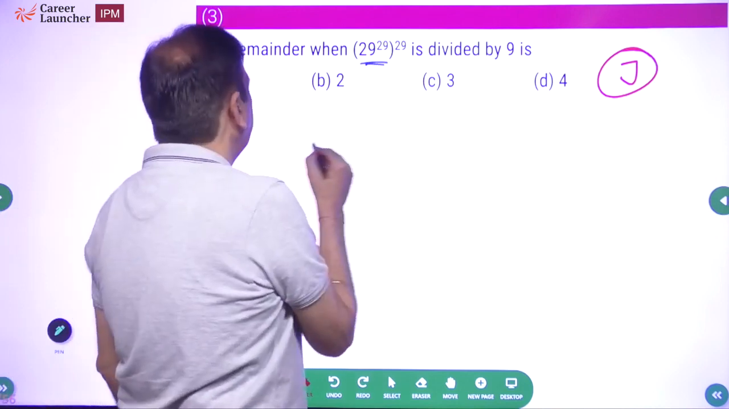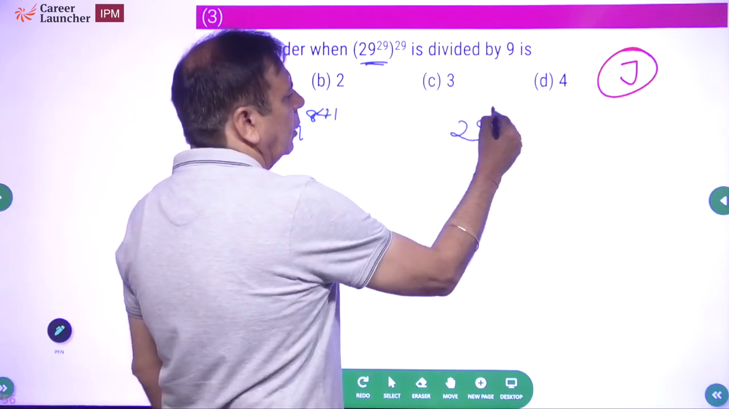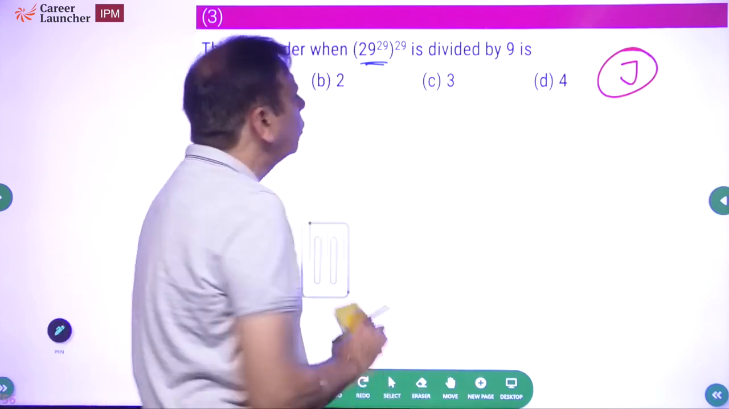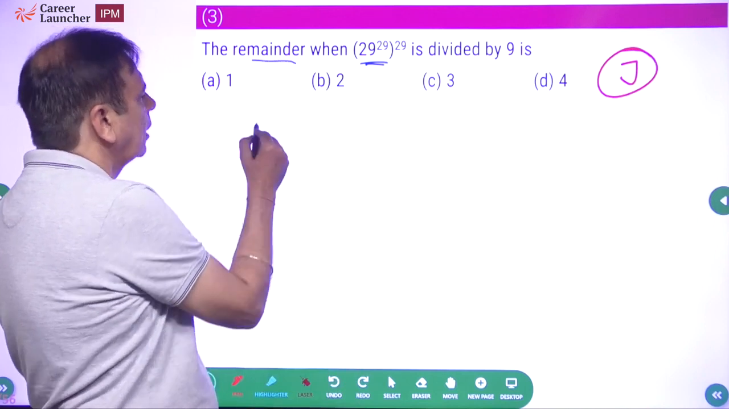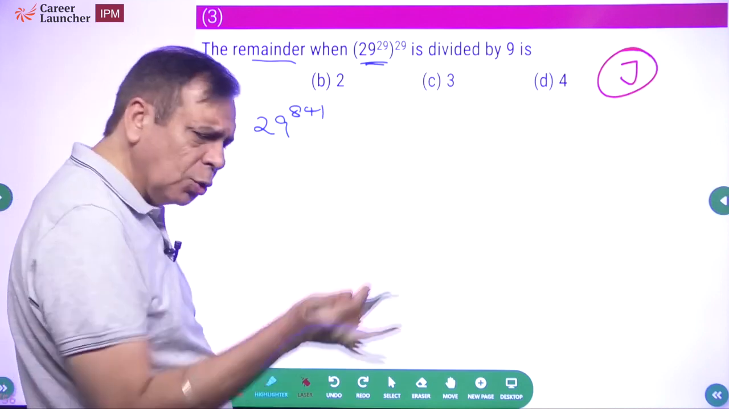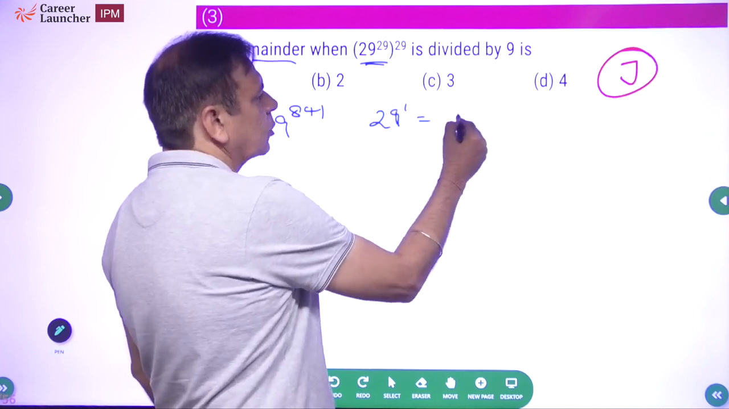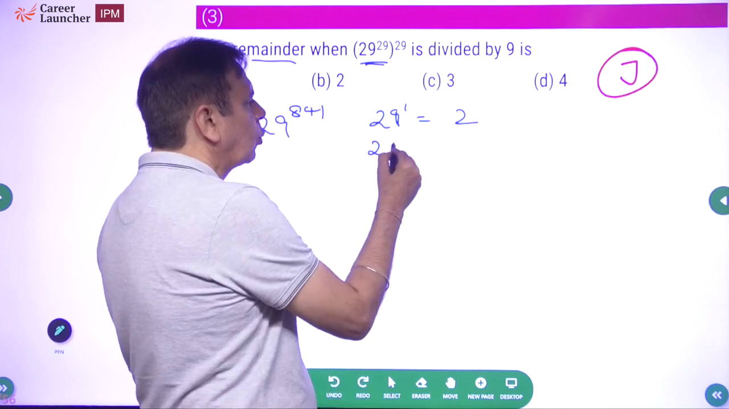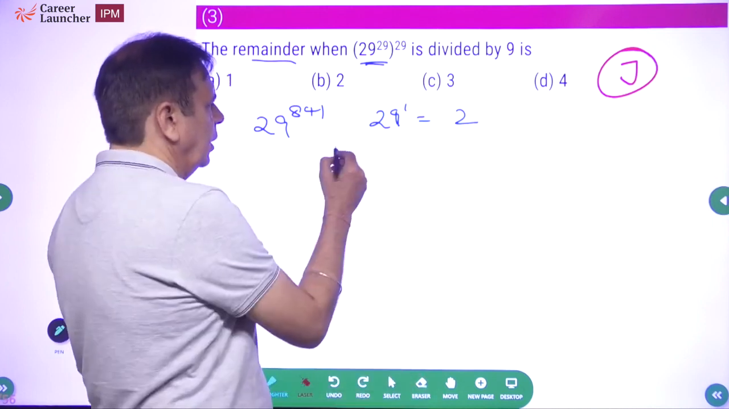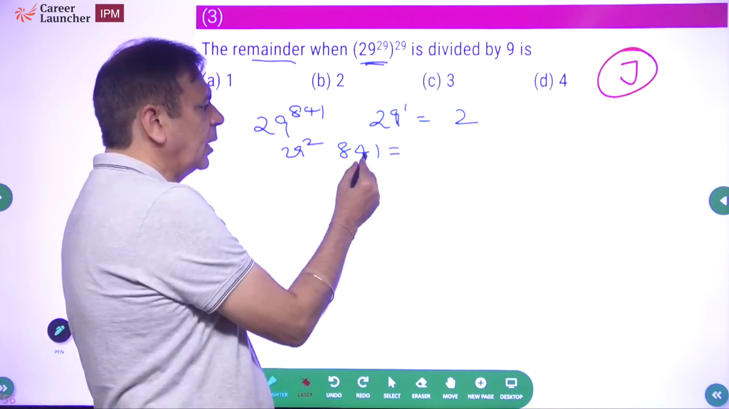What is this number? This number effectively for me is 29 to power 841. After all, what is this? This is 29 to power 29 into 29, and 29 square is 841. So we are looking to find out what will be the remainder when this number 29 to power 841 is divided by 9. Let's start. 29 to power 1. What is the digit sum? 9 plus 2, 11, 2. 29 square, what is this? 841. Digit sum, 8 plus 4, 12 and 1, 13.